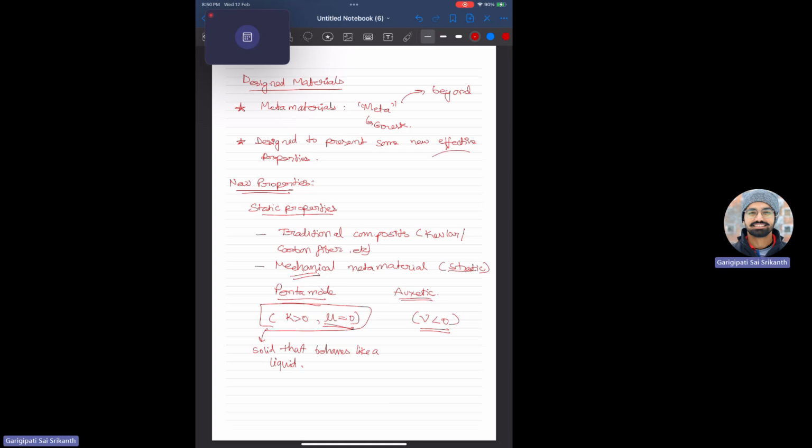And we will talk of some effective properties that we can get. Some of those are static. Let's say pentamode talks about how bulk modulus can be greater than zero, but shear modulus can be zero in a metamaterial. So it's a solid that behaves like a liquid, sort of. And then you have auxetic, where Poisson's ratios are negative. These are sort of the effective, new properties.